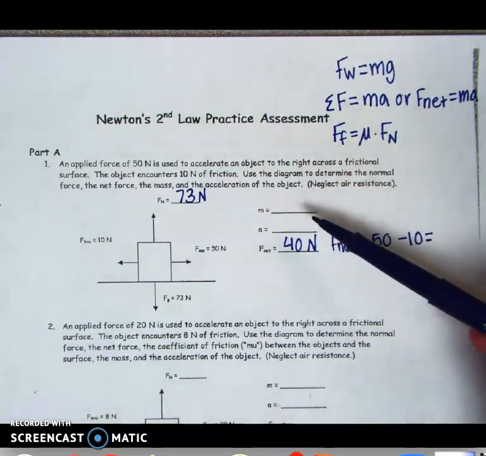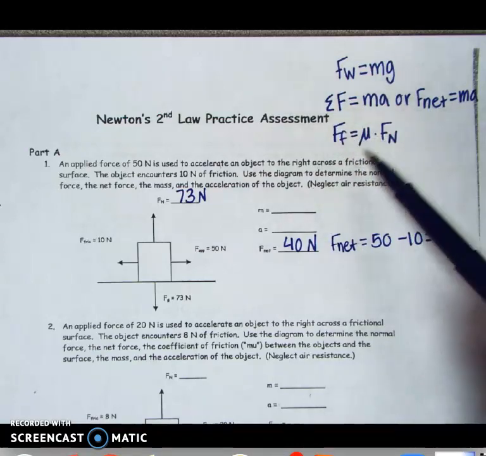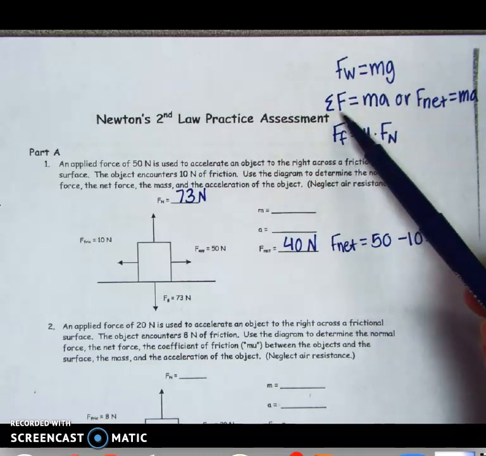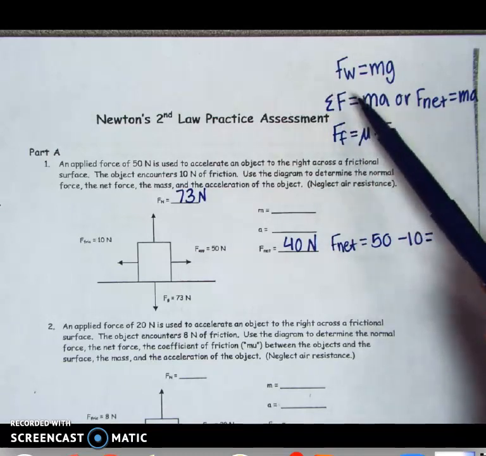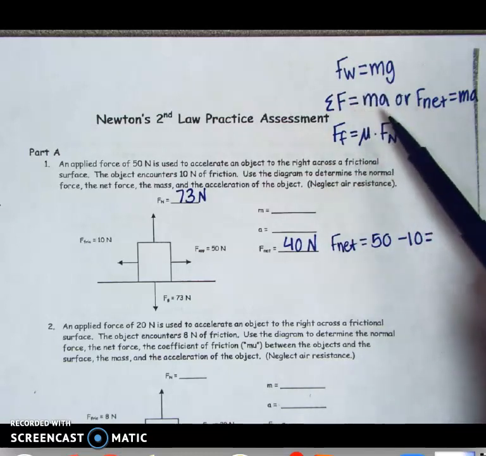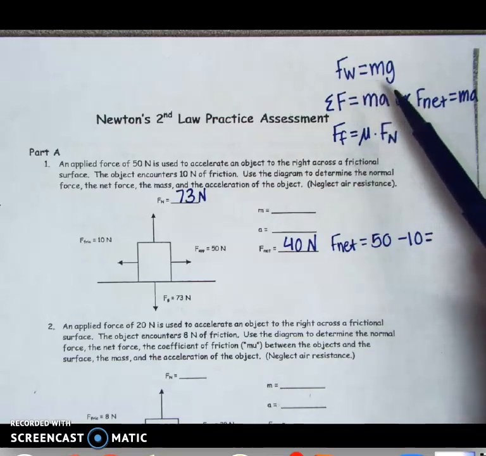Now we're going to look at our mass. So we need to think, how can we solve for our mass since it wasn't given to us? Let's go back to our three equations. First of all, we know we can't use our frictional equation because it doesn't have mass in it. So we know we can either use F equals ma or force of weight equals m times g. We know we can't use ma because we don't know acceleration either. So we can say that our force of weight is equal to mass times gravity.